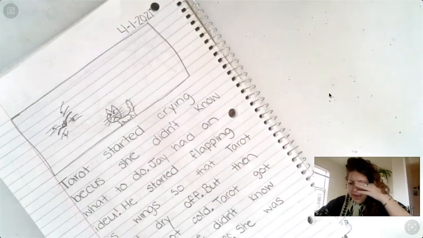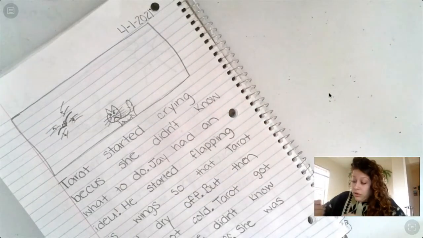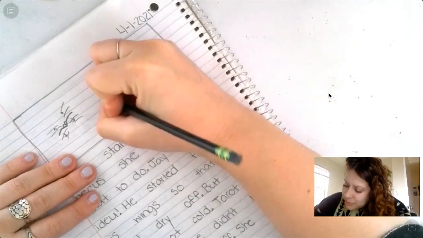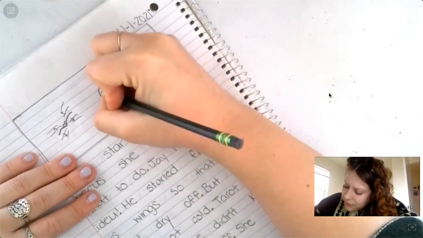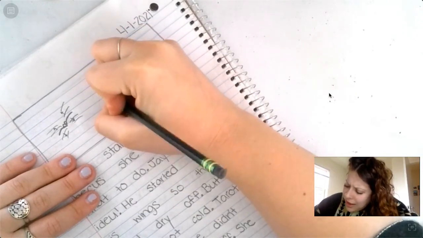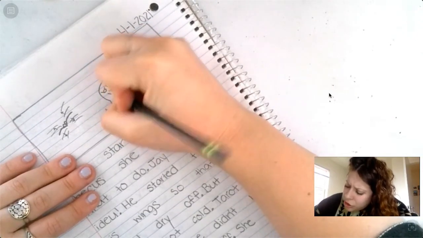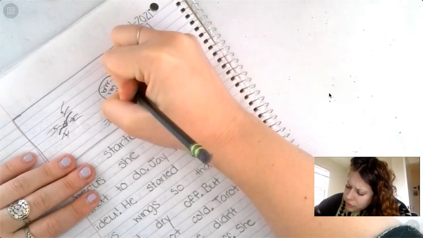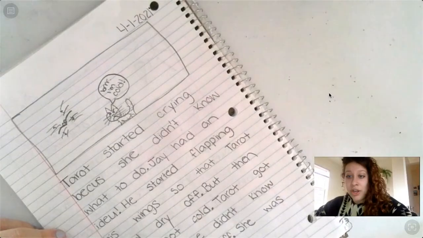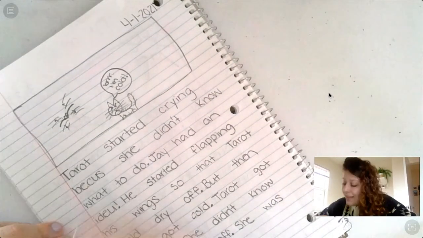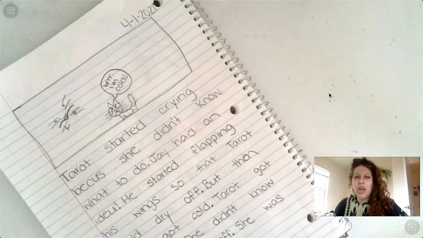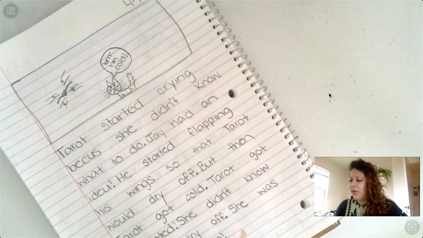But Taro's mad and she's cold. So I'm going to have her say, brr. I'm going to give her a little speech bubble here. Brr. I'm cold. I think that's pretty good. I'm showing the middle of my story. Jay the bird flapping his wings to dry off Taro, and Taro is cold.